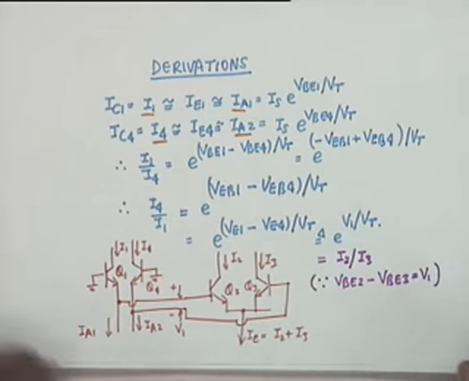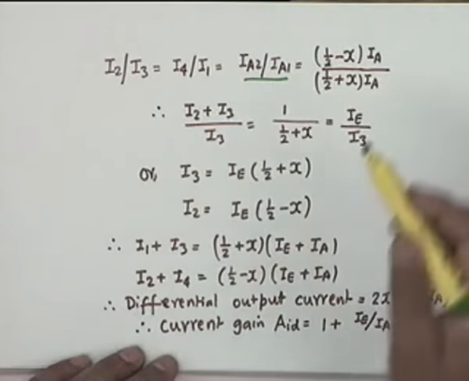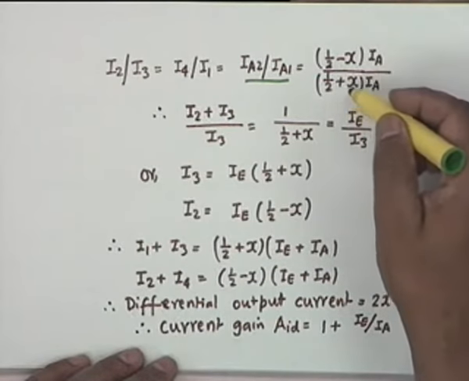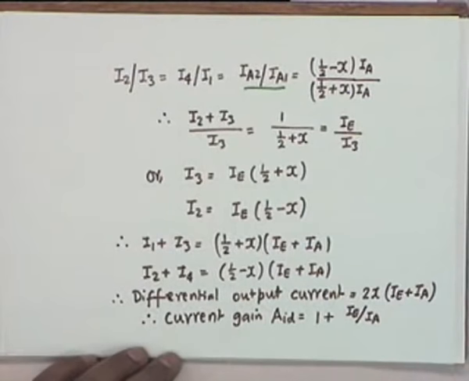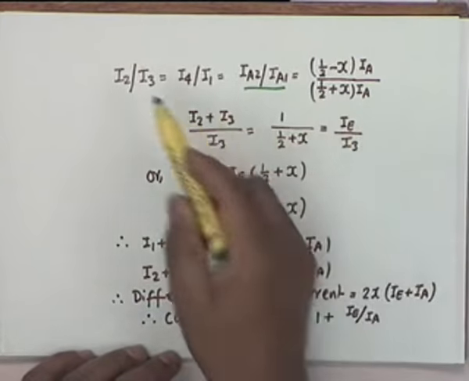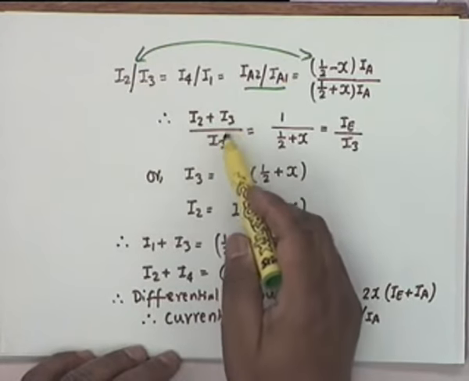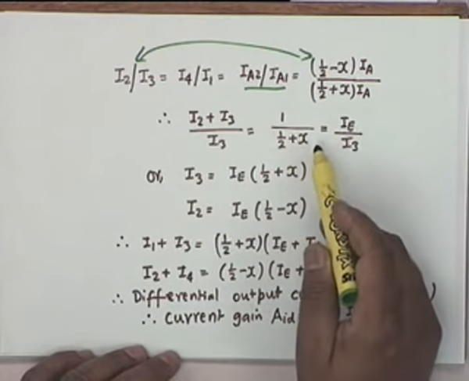Okay, so the ultimate relationship is that I2 by I3 is equal to I4 by I1, which is the same as IA2 by IA1. So instead of x by 1 minus x, it is half minus x IA divided by half plus x IA. Okay, make this correction, half minus x IA divided by half plus x IA. And then we add 1 to both sides. Add 1 to both sides, so we get I2 plus I3 by I3 as equal to 1 by half plus x. I hope I am right.